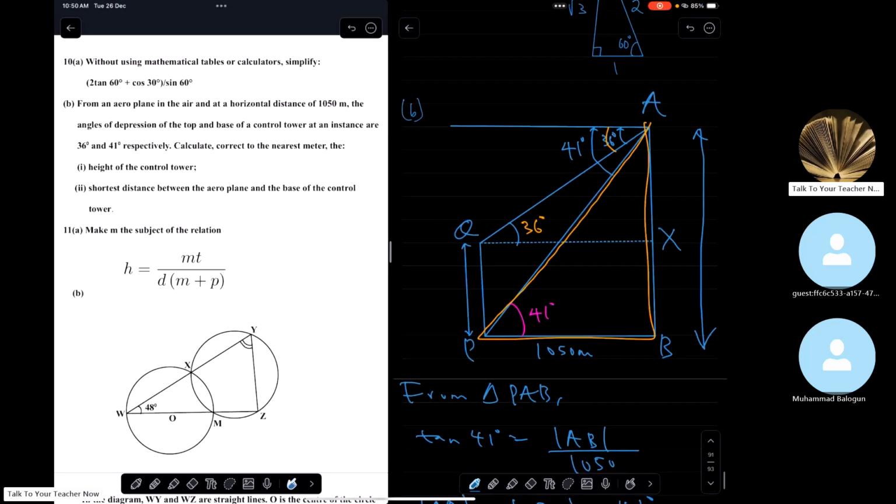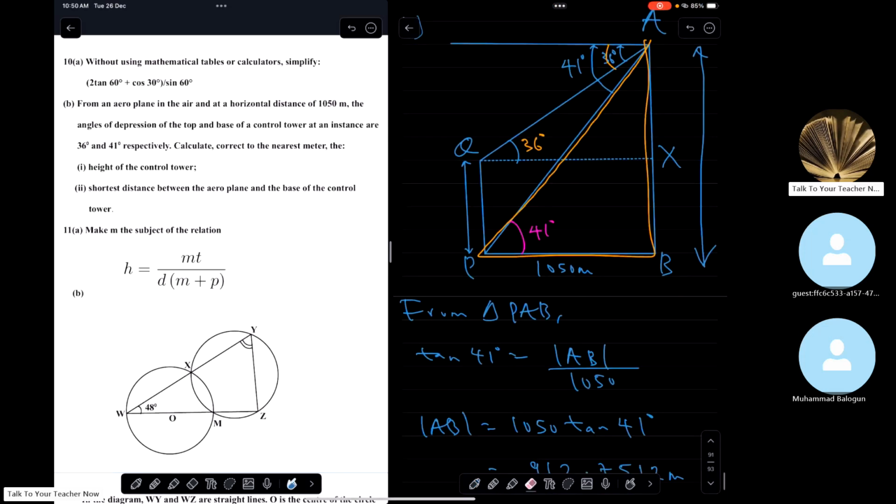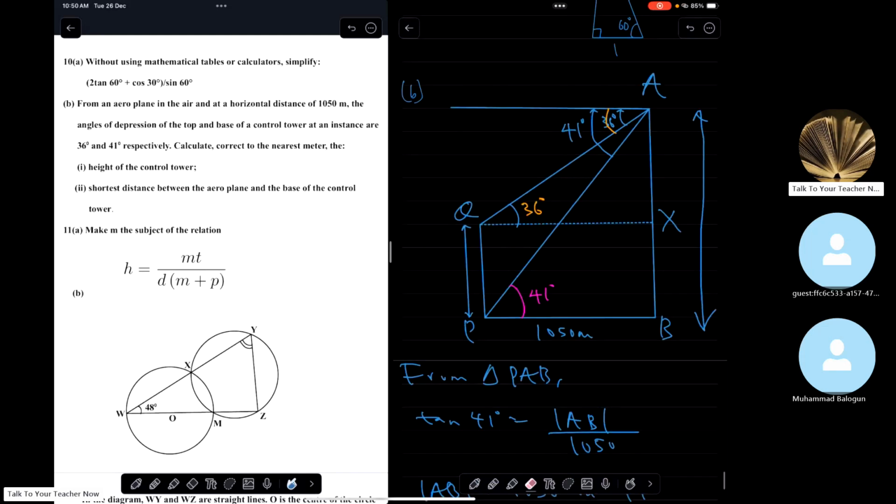We want to find AX. Tell me, how do I find the length AX? Hurry up. I know that QX is also 1050 meters. Please tell us, how do we find AX? AB minus XB? No, I don't know XB now. How do I find AX?